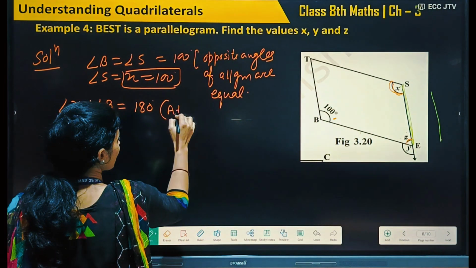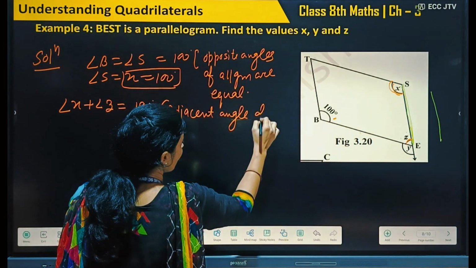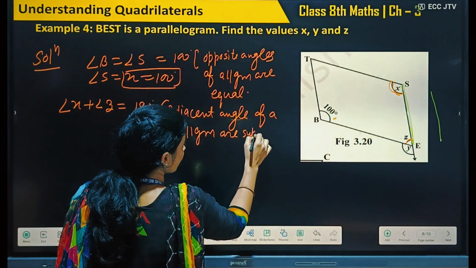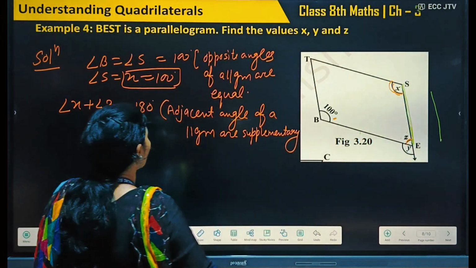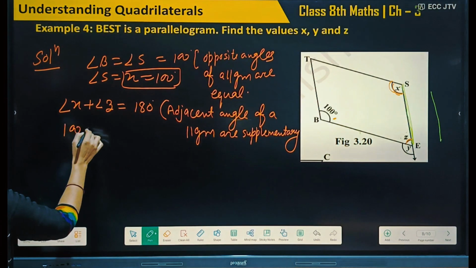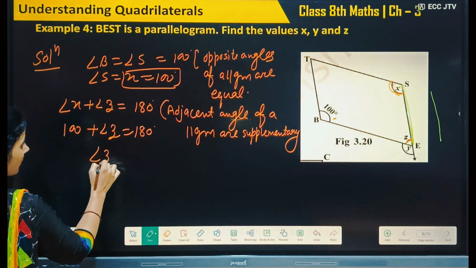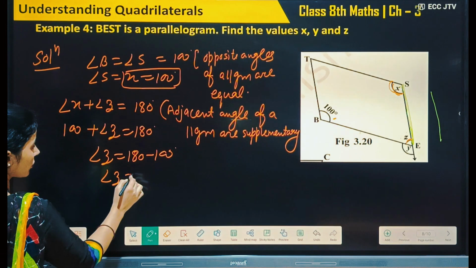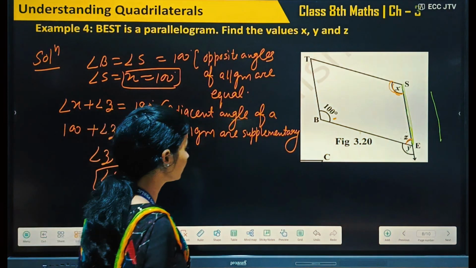The reason is adjacent angles of a parallelogram are supplementary. So angle X is 100 degree, angle X plus angle Z equals 180. Angle Z will be 180 minus 100. So angle Z equals 80. Angle Z equals 80.